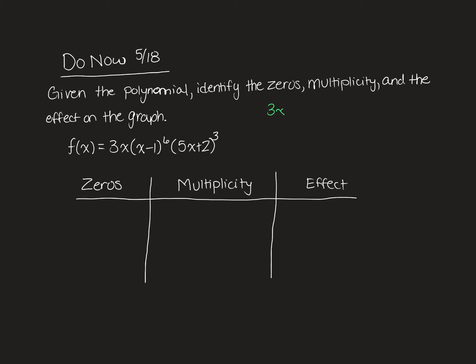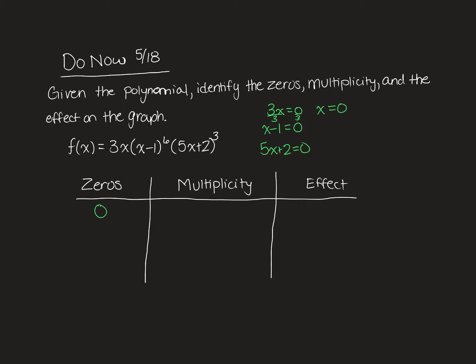So we're going to set 3x equal to 0, x - 1 equal to 0, 5x + 2 equal to 0. So with the first one, if I solve for x and I divide by 3, well, 0 divided by 3 is still 0. My first zero is x = 0.